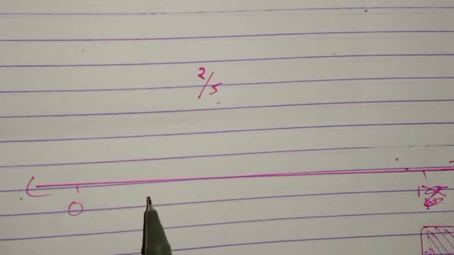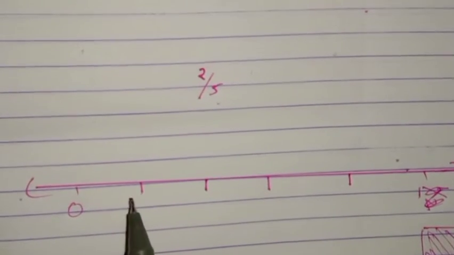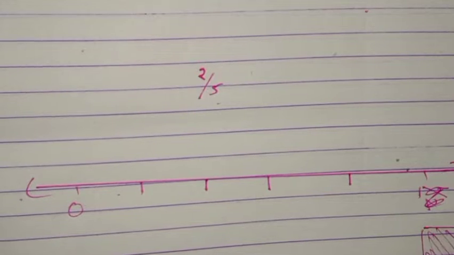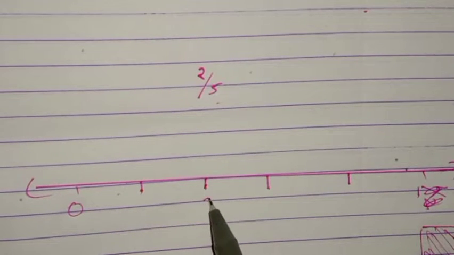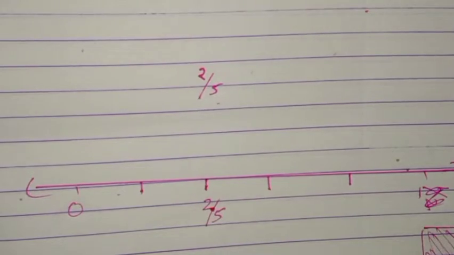Okay, so here 0 and here 1. Here I mark. This is 1 portion, 2, 3, 4, 5. Then take 2 equal parts, means here 1, 2. So here the answer is 2/5. Okay, so the answer is here I mark 2/5 here. This way you can mark in a number line.